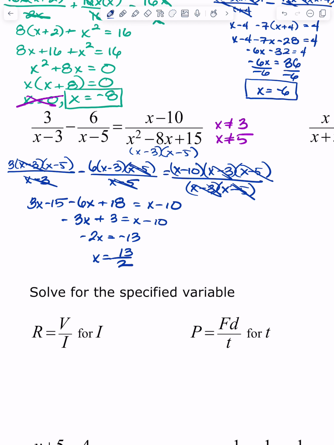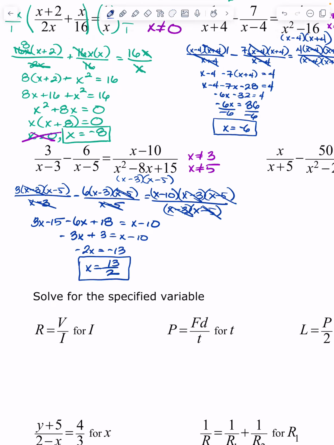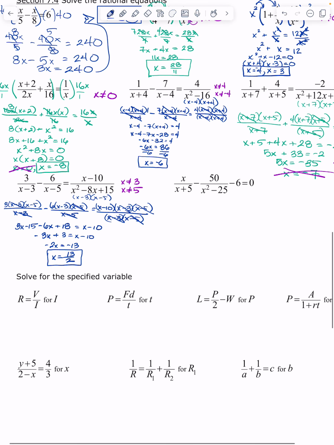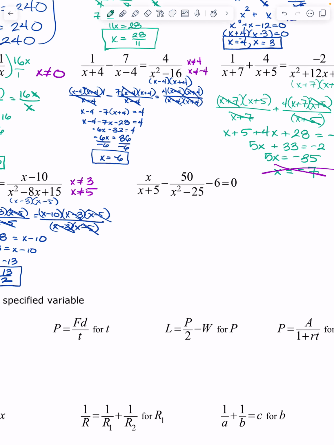Now, here's the thing about these. 13 over 2, that is not 3 or 5, nor is that an answer that I could have just guessed. Does it look like I made a mistake somewhere? Nah, looks like we're good. Okay, definitely if you're going through these and you see a mistake that I've made, let me know. Sometimes I can't talk and think at the same time.